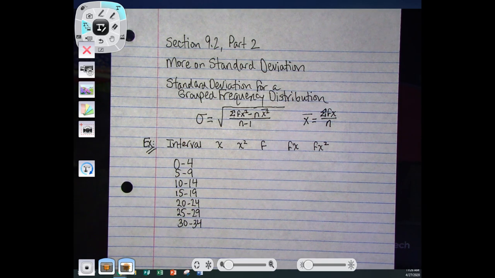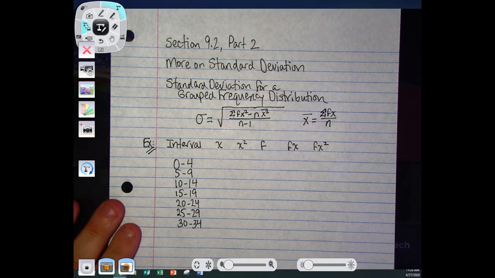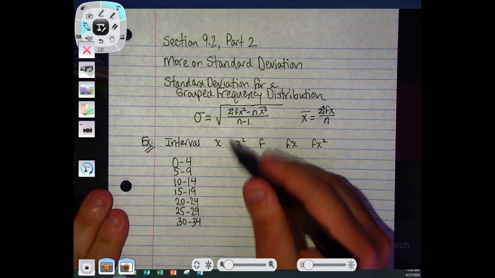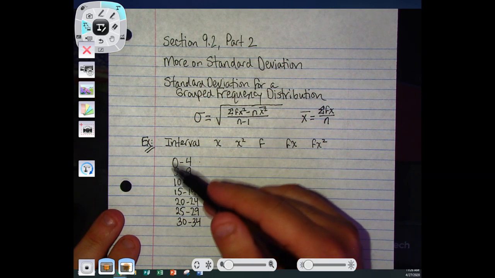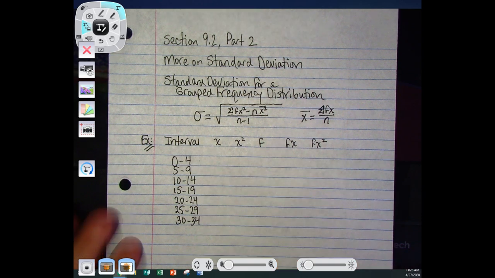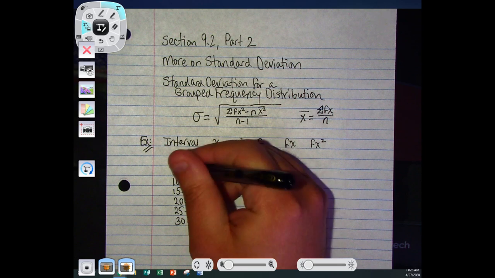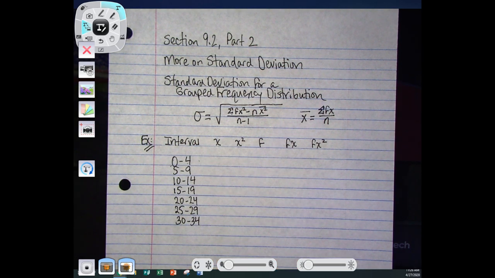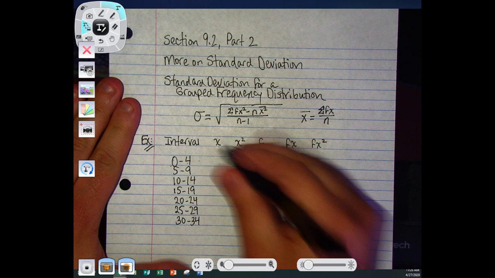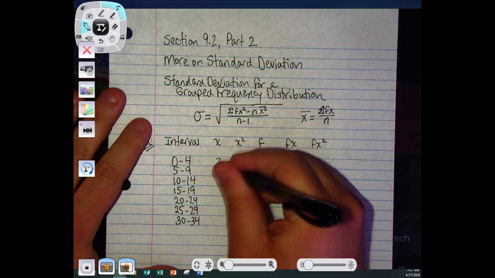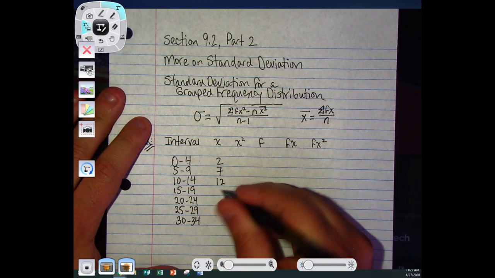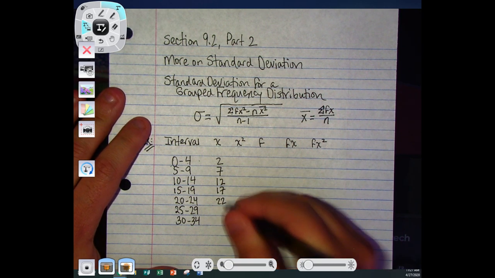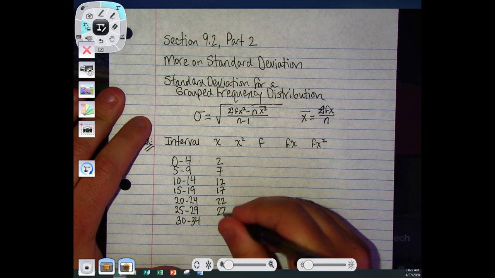What I would do here is, first of all, calculate x. Remember that x in a grouped frequency distribution is the midpoint of each interval. The fastest way to find the midpoint is to add the two interval limits and divide by 2. So when I add 0 and 4 together and divide by 2, we get 2, 7, 12, 17, 22, 27, 32.